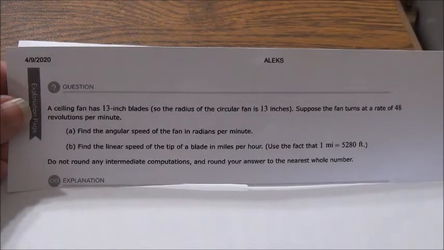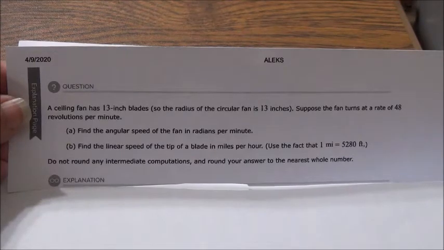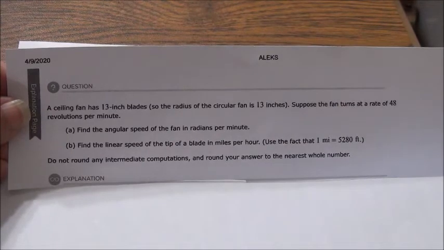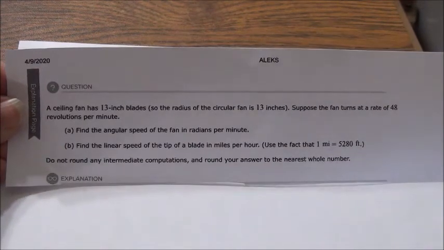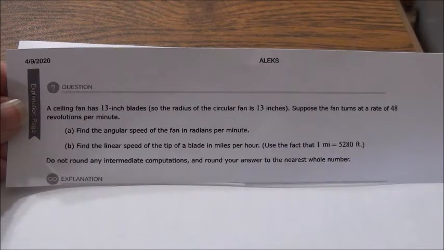Find the angular speed of the fan in radians per minute, and then find the linear speed of the tip of the blade in miles per hour, using the fact that 1 mile is 5,280 feet. Do not round any intermediate computations and round your answers to the nearest whole number.